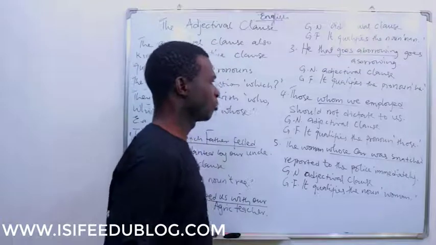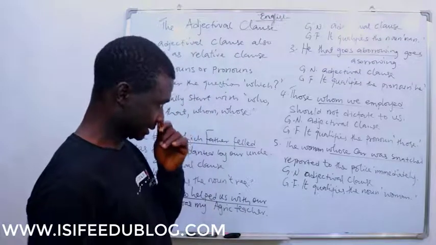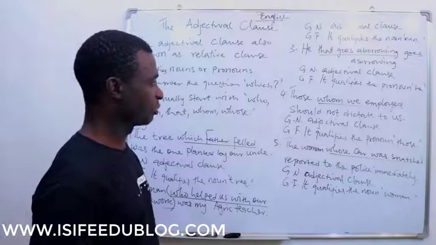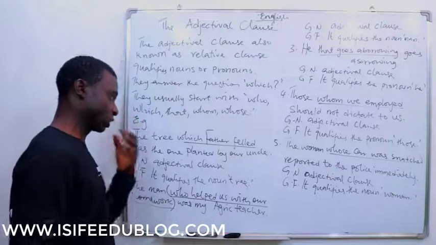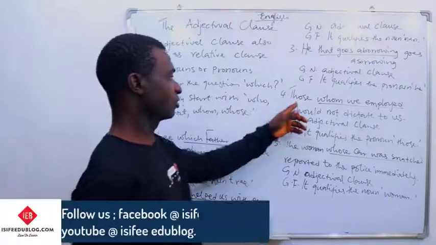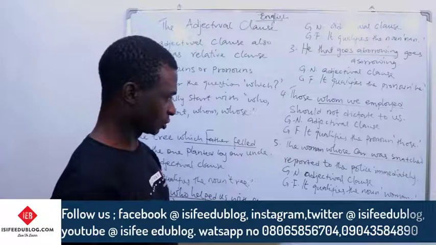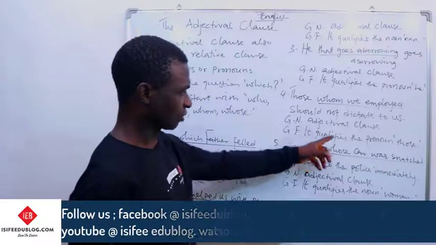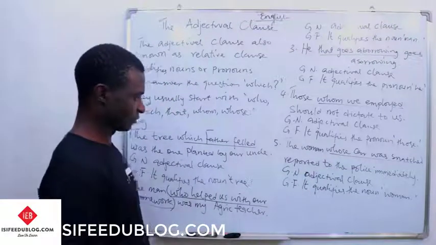The fourth example is also on a pronoun. Those whom we employed should not dictate to us. Whom we employed qualifies the pronoun those. As such, it is an adjectival clause. So, it is an adjectival clause, and it qualifies the pronoun those.